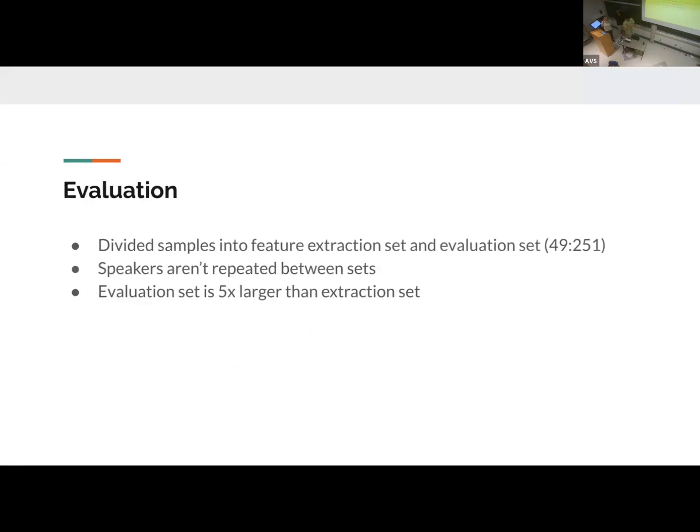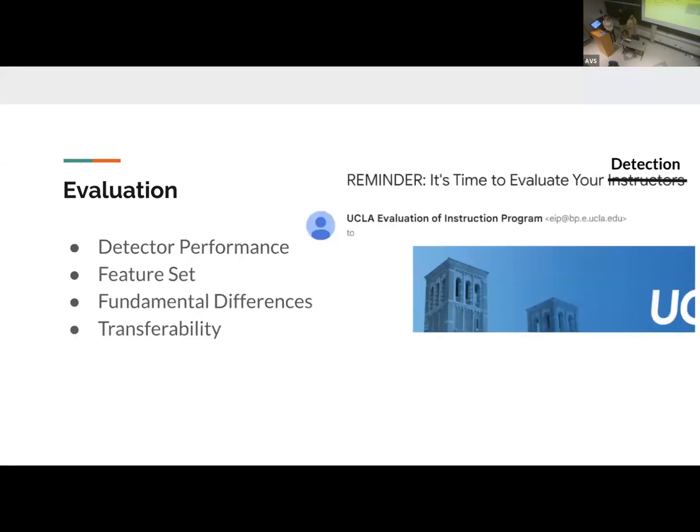Next up, to evaluate, they divided each sample into a feature extraction set, kind of like a training set, as well as an evaluation set. And to prove that their model would be useful in real life, where oftentimes you don't have that much training data and you're often looking at previously unseen audio, they made it so that the speakers weren't repeated between sets and that the evaluation set was 5 times larger than the extraction set, which is kind of flipping the traditional machine learning paradigm where the training set is usually much, much larger.